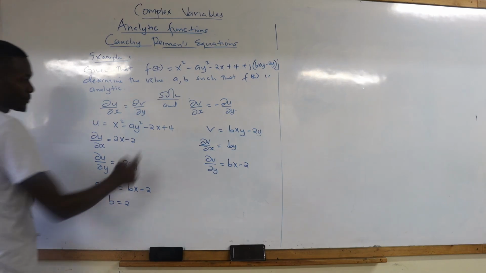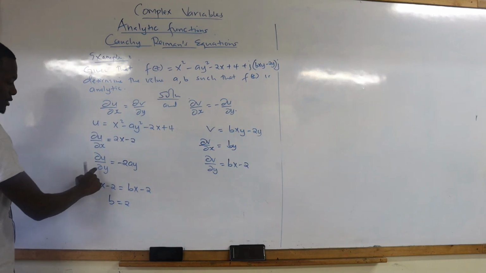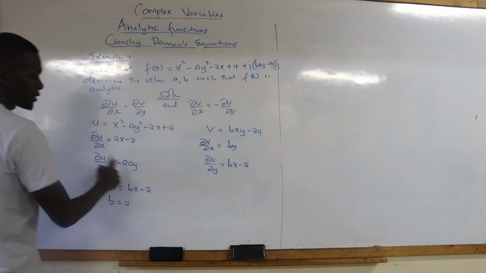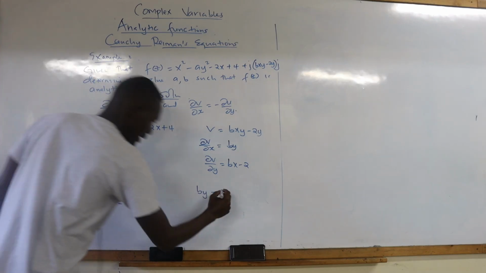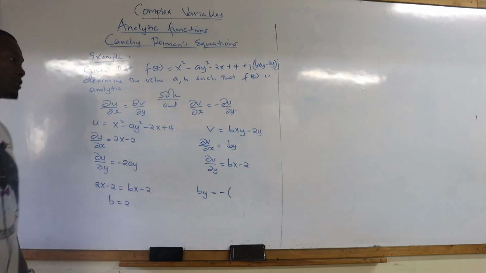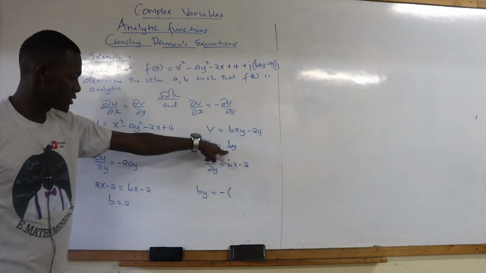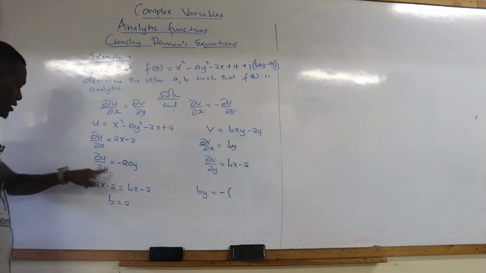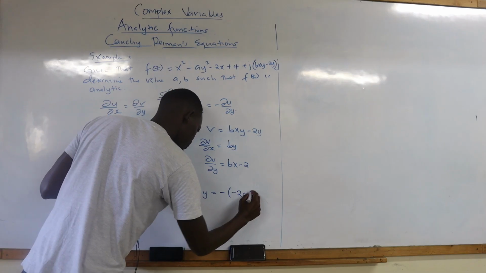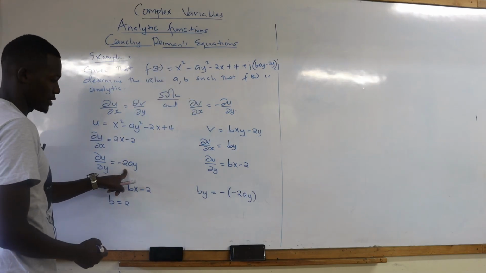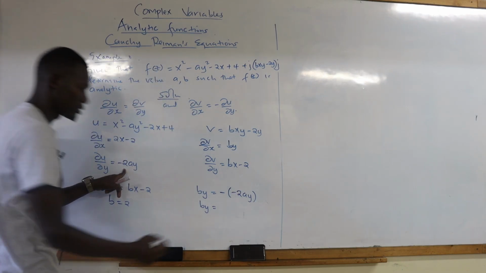Now we come to the second property. The second property says that your dv/dx should be the same as negative of du/dy. So dv/dx is given by by, and it should be the same as negative of du/dy. That negative is important. Our du/dy is this function here, negative 2ay. So negative times negative gives you a positive, so it is 2ay.